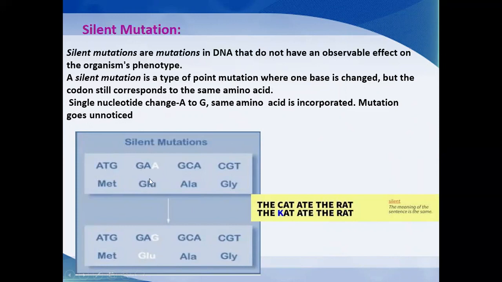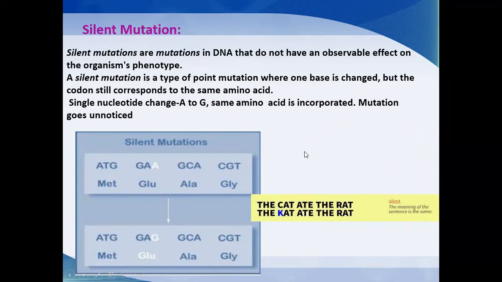For example, here is a sequence of DNA which ultimately passes on to mRNA in the form of codons: ATG, GAA, GCA, and CGT. Here GAA is there. This A, adenine, is replaced with guanine, even though the same amino acid is identified. That's why in the protein molecule there is no change at all. Such mutations are called silent mutations.